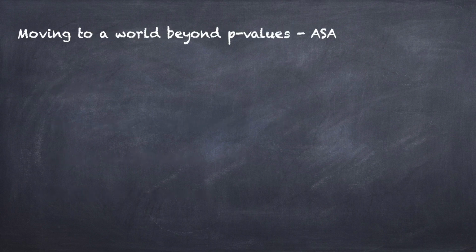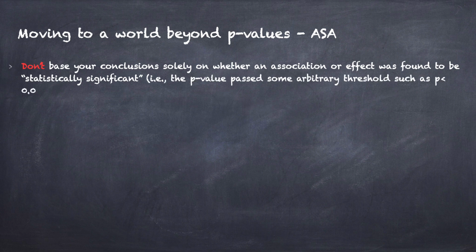And finally, I will leave you with a few recommendations from the American Statistical Association. They published an article titled Moving to a World Beyond P-Values. First, they recommend that you should not base your conclusions solely on whether an association or an effect was found to be statistically significant, or whether it crossed the threshold of p less than 0.05.